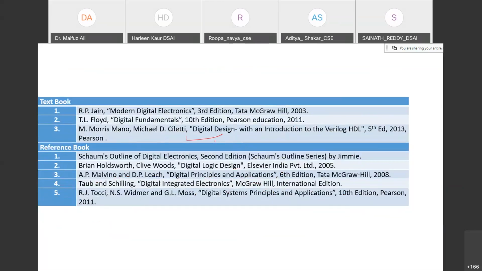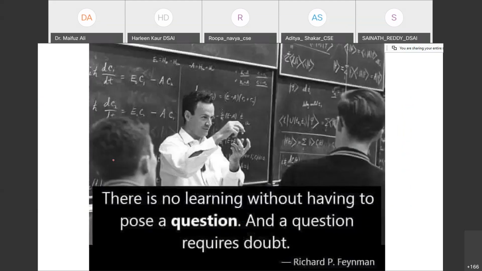So these are your reference books. After the end of the discussion, I will send my PPT file. You can observe this PPT file. You can take any of these reference books and try to read. One or two reference books is enough.